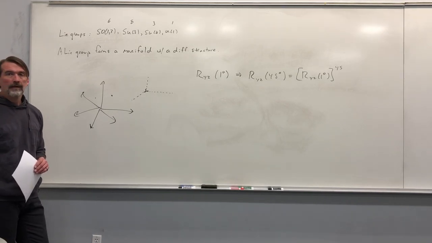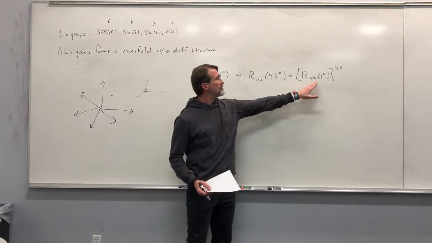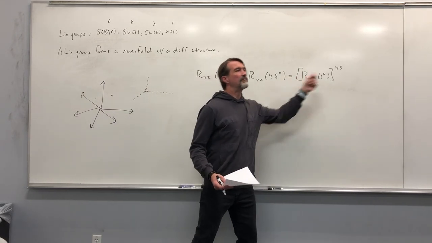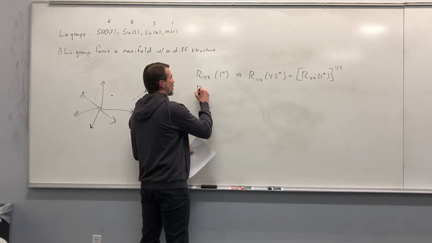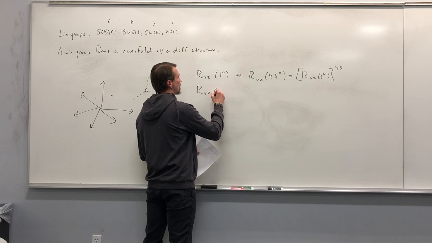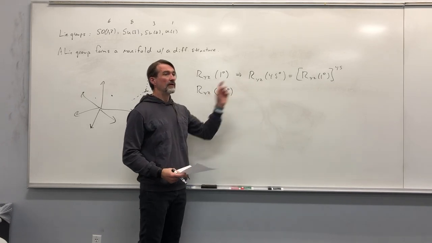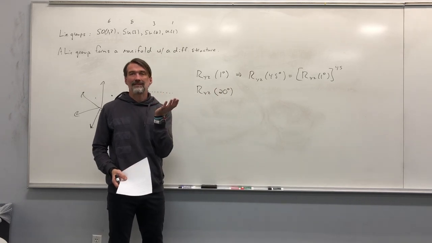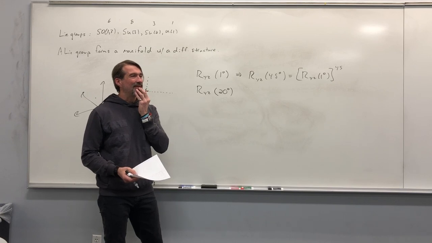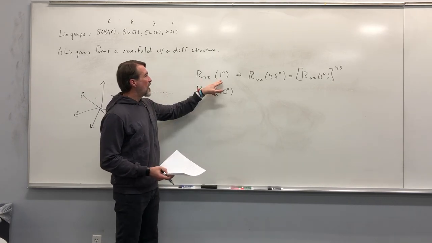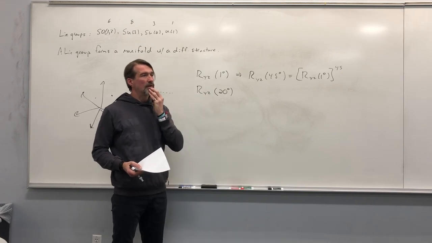Okay? So if you know a small amount, you can build bigger things just by compounding them. Now, what if I gave you R_YZ, 20 degrees? Can you build the same? No. I mean, you can build 20, 40, 60, 80. Okay? So the smaller the transformation you're starting with, the more you can do with it.